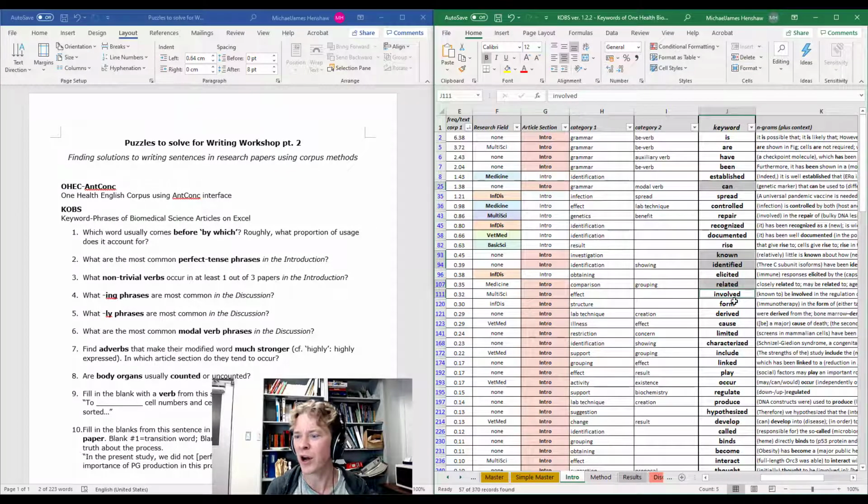So if you are not using at least a few of these words, you might want to try to include those in your introduction next time.